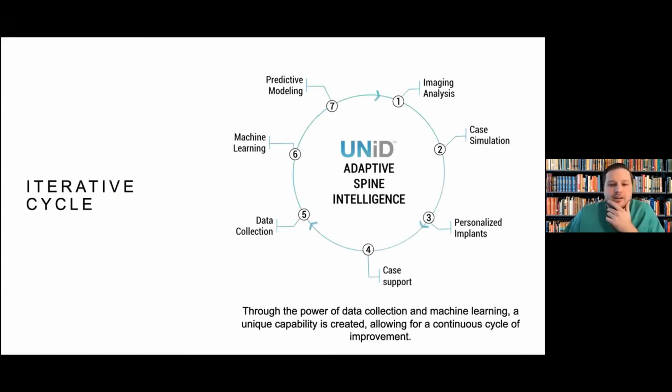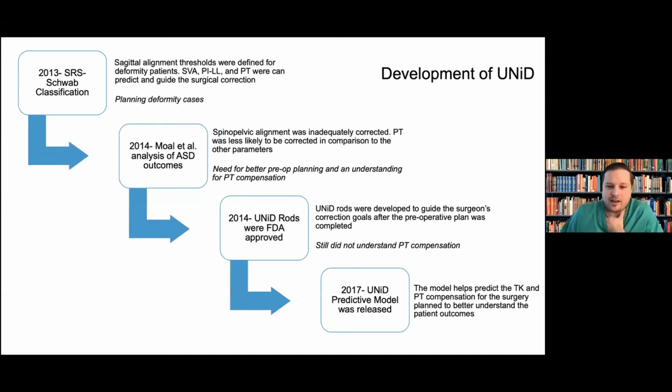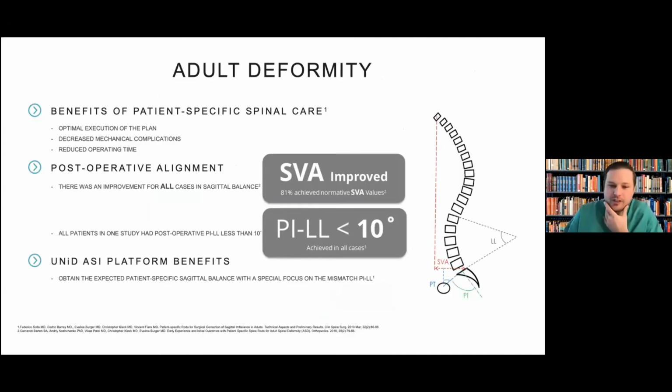The way that this system works is they start with your image, they simulate the case, they give you the implant, and then they follow post-operatively with the scoliosis x-rays to ensure that you achieve the adequate correction. It also helps them see how patients are responding to these fusion constructs with pelvic anteversion and thoracic kyphosis. This displays their pathway, but basically they did not understand the pelvic tilt compensation that was occurring with these rods until they started with their predictive model, okay?